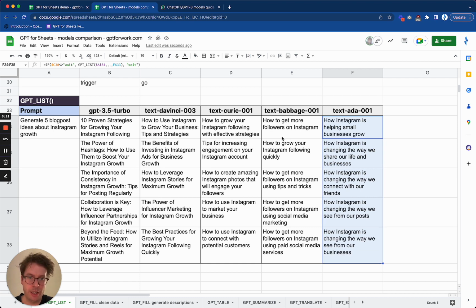They're off topic. Then Babbage: how to get more followers on Instagram. This is directly related to Instagram growth. This sounds good. How to grow your Instagram following quickly. Okay, this is a variant of this one. How to get more followers on Instagram using tips and tricks. Okay, well, how to get more followers on Instagram using social media marketing. This sounds a bit strange. And okay, this one is not so bad: paid social media services. Then Curie: how to grow your Instagram following with effective strategies.